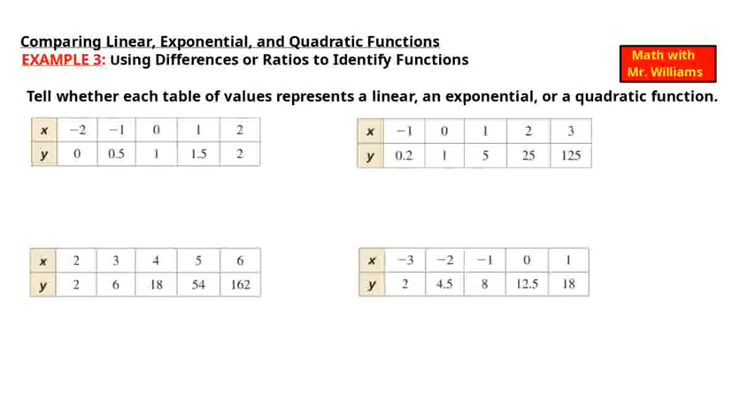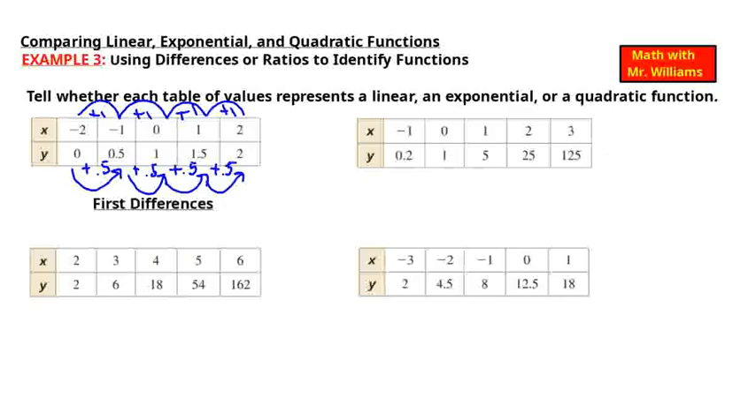We have our x values. They look like they are increasing by 1 each time. It's always important to check this. All right, on the y values though, let's see, we go from 0 to 0.5, so we are increasing by 0.5. From 0.5 to 1, we are also increasing by 0.5. From 1 to 1.5, we are increasing by 0.5 again. And from 1.5 to 2, we are increasing by 0.5. All right, so this one has first differences and is a linear function.